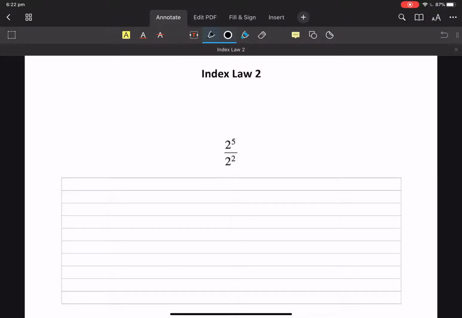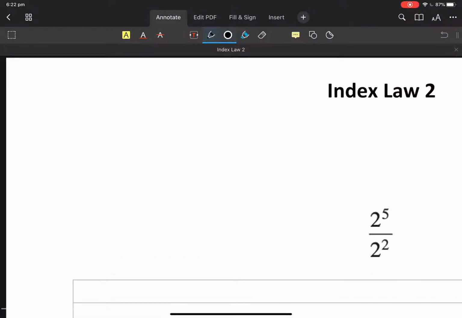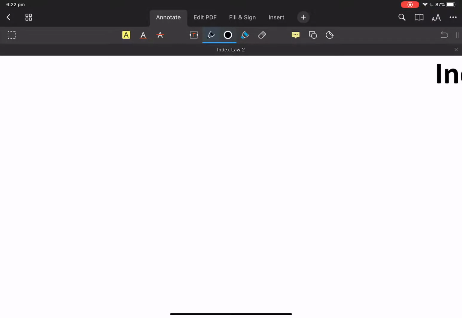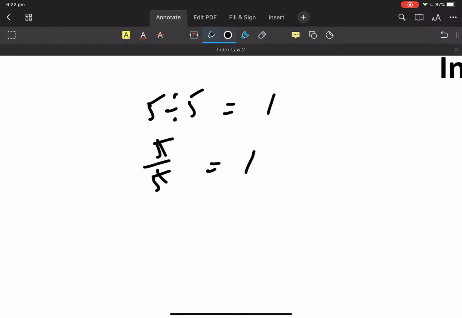Okay, index law 2. Before we start with index laws, let's just make sure that we understand cancelling. So what's 5 divided by 5? That's 5 divided by 5. They cancel to get 1.